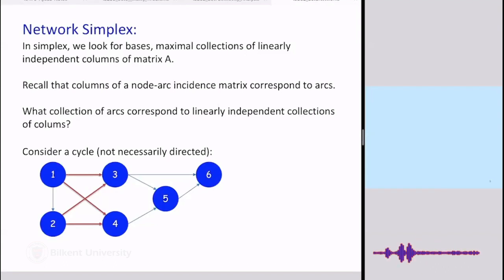All right. So again, we're going to look for a basis. The very first property of a basis is being linearly independent, so that we take the inverse and X becomes B inverse b. So we're going to look for linearly independent columns in our node-arc incidence matrix, which actually represents our graph. It's easier to see over the graph. So that's what we're going to do.